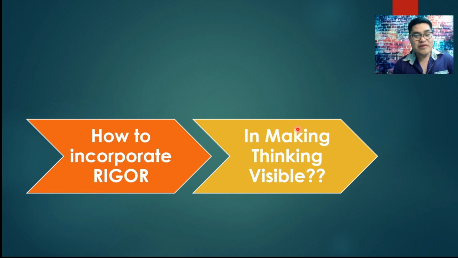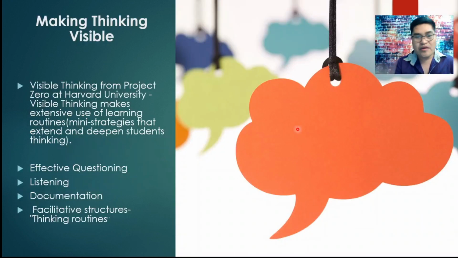Now, the next one is the last one. The last approach in order to incorporate rigor is how do we incorporate rigor in making thinking visible? Some of you might be thinking that, oh, this is something new, making thinking visible. Well, what is making thinking visible? Well, actually, making thinking visible is a Project Zero at Harvard University. Visible thinking makes an extensive use of learning routines, mini strategies that extend and deepen students' thinking.